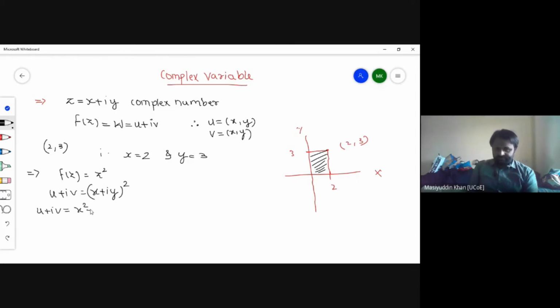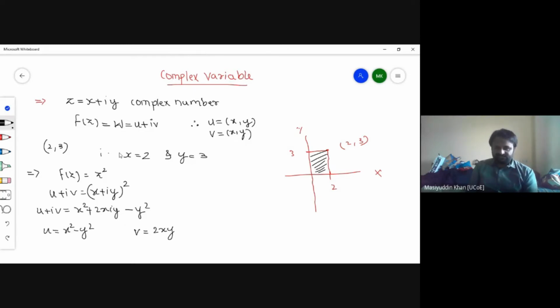x square plus 2x iy minus y square, using a square plus 2ab plus b square. So y square kept as it is, and the value of i square is minus 1. So we just equate: u is equal to x square minus y square. I'm equating the real part and imaginary part values. v is equal to, we are considering only 2xy. This is the real part, so x square minus y square kept as it is. This part is known as the imaginary part. So iv is equal to 2x iy, the i gets cancelled, so v is equal to 2xy.